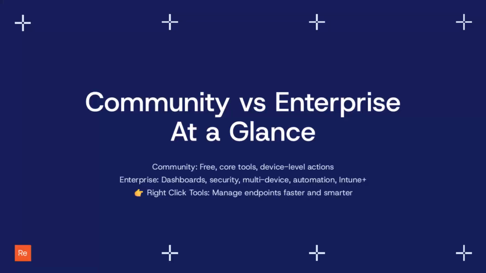In summary, here's the difference at a glance. Community is free, with core tools for device-level actions. Enterprise adds dashboards, security, multi-device support, automation, and advanced Intune integration. Whichever edition you choose, right-click tools helps you manage endpoints faster, smarter, and with greater confidence.